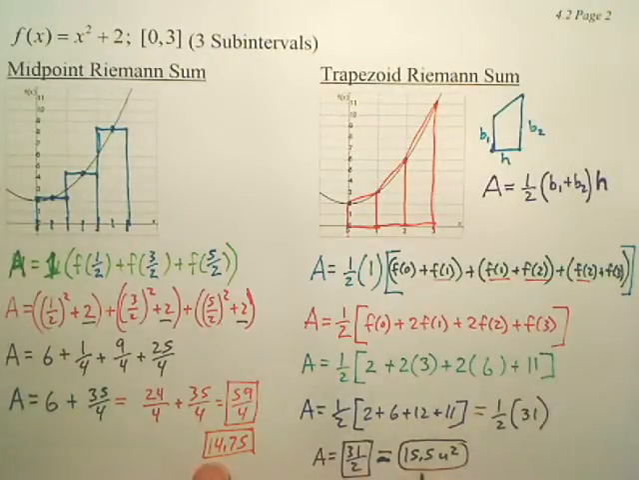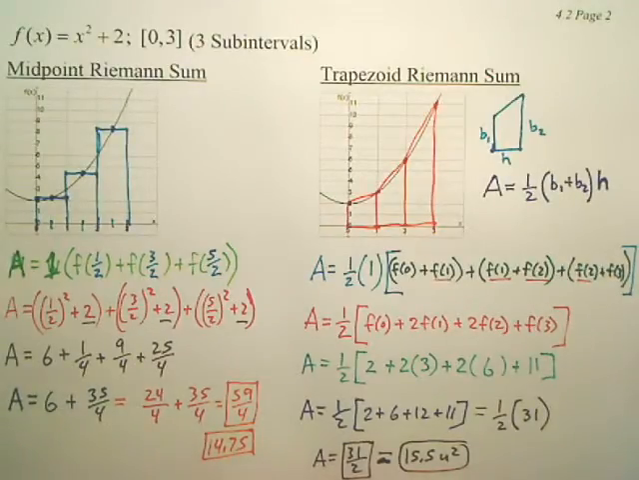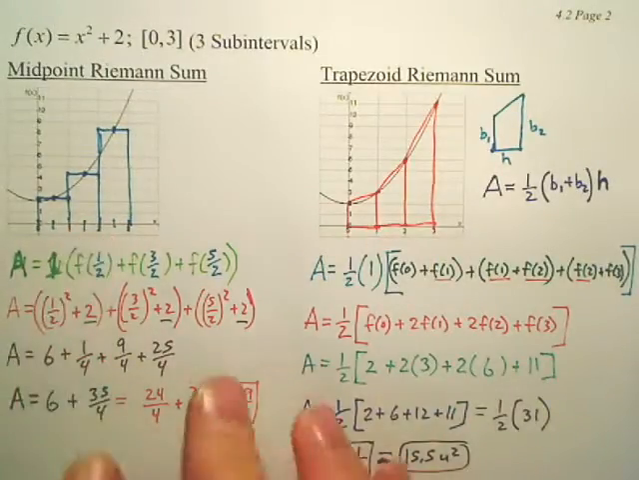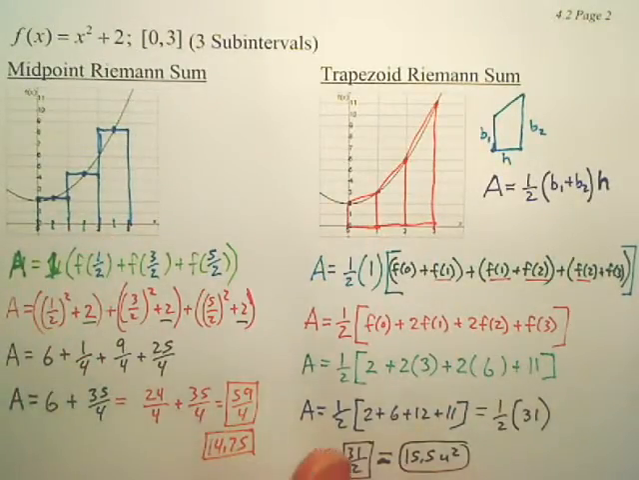Either of these work. Are these close? Are they pretty close? Yeah. Again, this usually is the most accurate. This is the second most accurate. The left and right are kind of stupid, but you still got to do them. They're not very accurate.